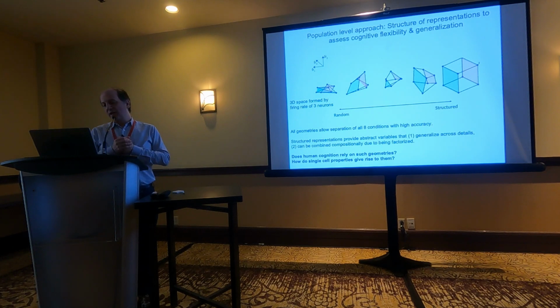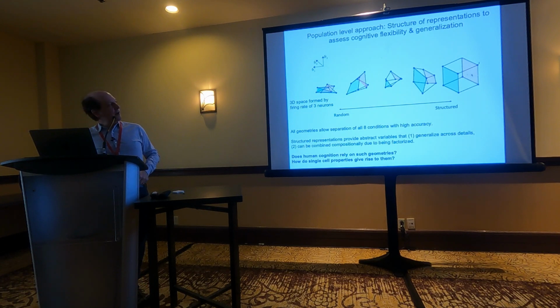So for example, if I ask you, you have 3 neurons, it's a 3D space, and you would like to configure this space to differentiate 8 different conditions, you could do it in any of these ways I have drawn here and many others, and all of these would work perfectly fine. You could distinguish everything from everything with 100% accuracy, so it would serve its purpose just fine.